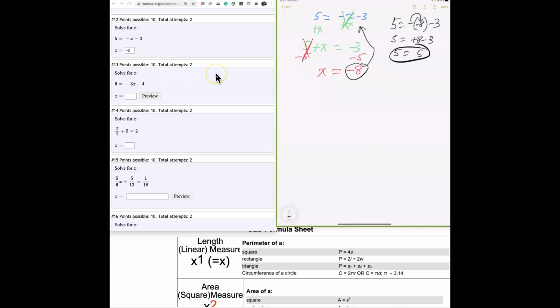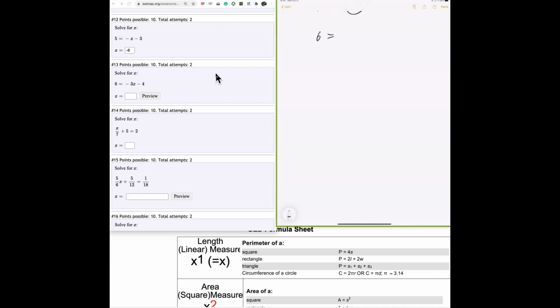Number 13. 6 is equal to negative 3x minus 4. All right, and so we're solving for x. So again, this is a negative 3x, so we want that on the other side. So let's start by adding 3x to both sides.